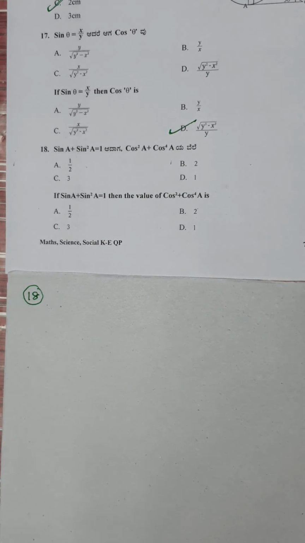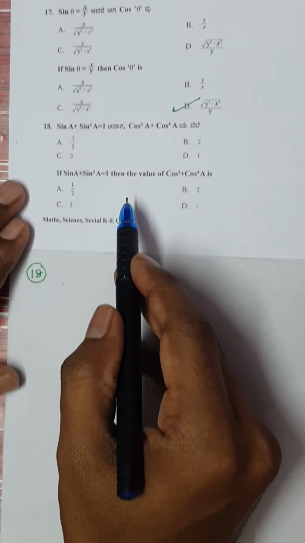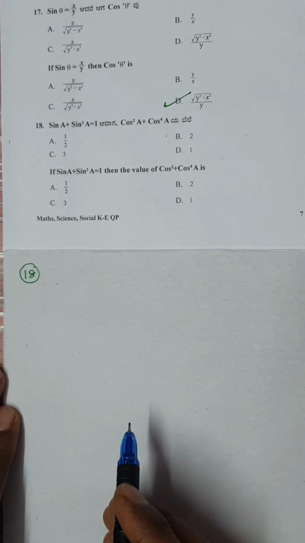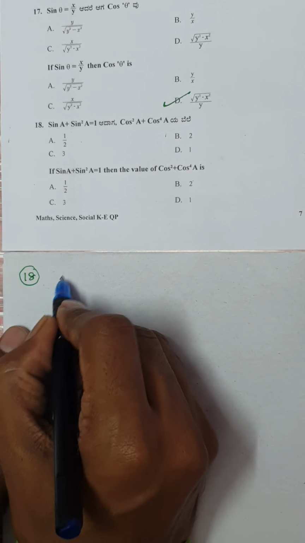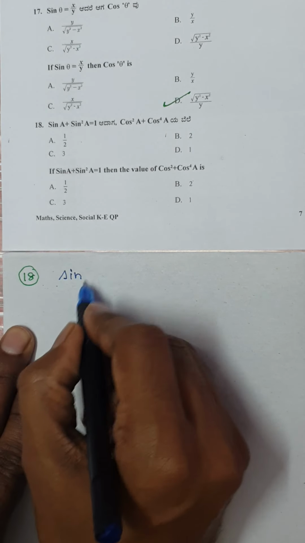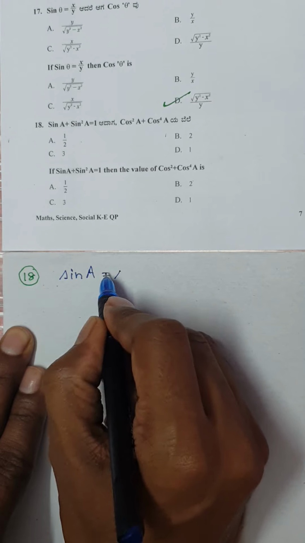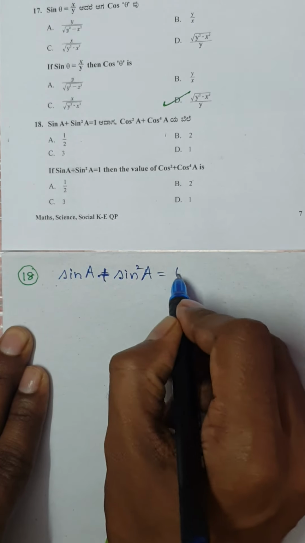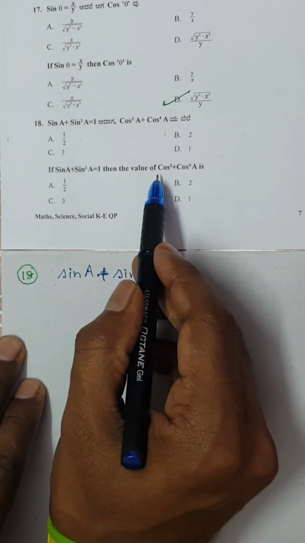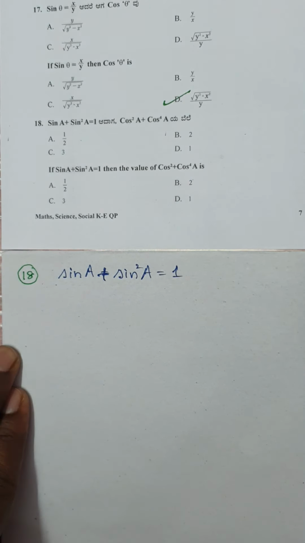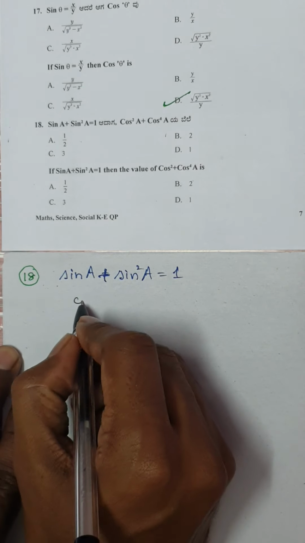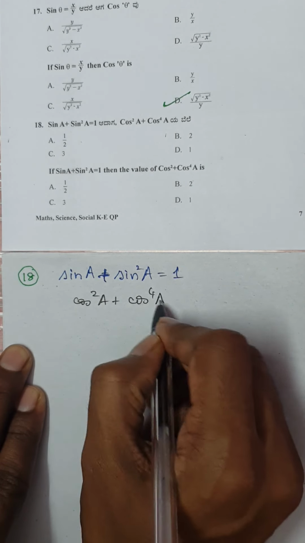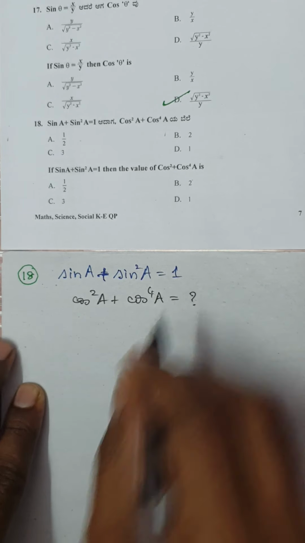Students, kindly pay attention to question number 18, because you don't find this question even in your textbook. The question is quite tricky, but actually very simple. So look here, if sine A plus sine square A is equal to 1, you have to find out cos square A plus cos power 4A. Please see how he has asked you. You have to find out cos square A plus cos power 4A is equal to question mark.